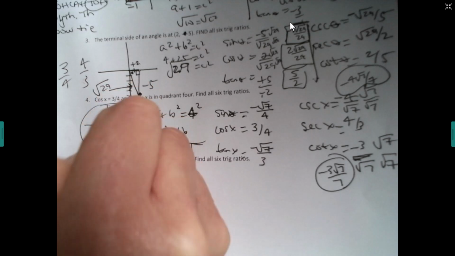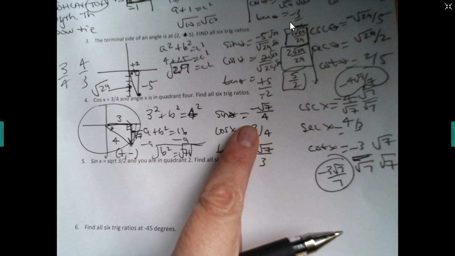All right, and again, you can check your signs. You're positive and negative, right? You're to the right and down. So cosine should always be positive, which it is. Sine should be negative, which it is. And then tangent, a negative divided by positive should be negative. Are those? All right, let's look at the next one.